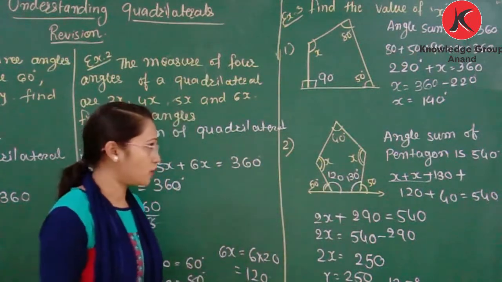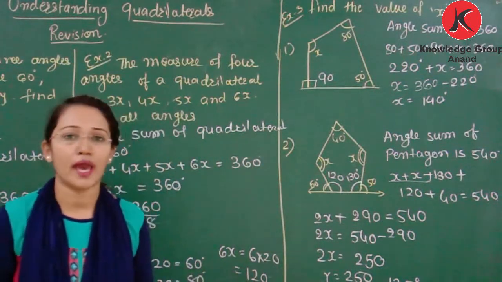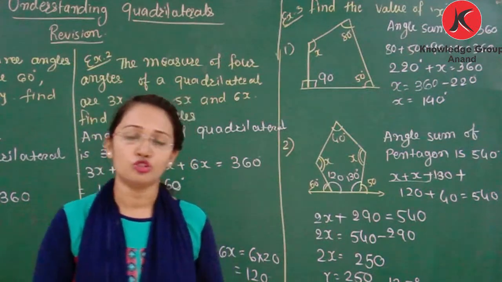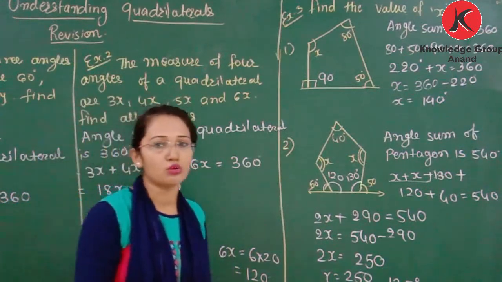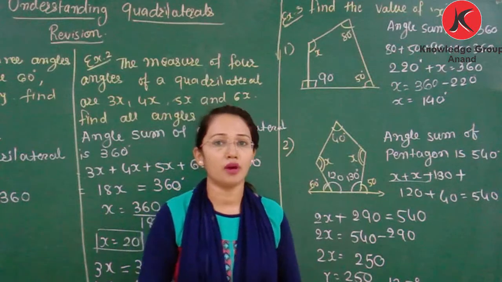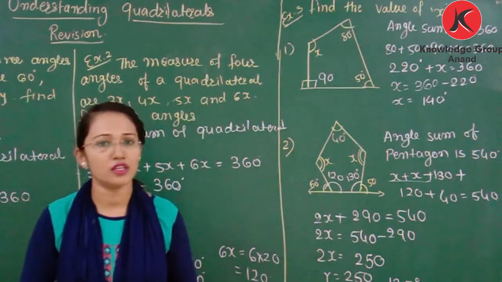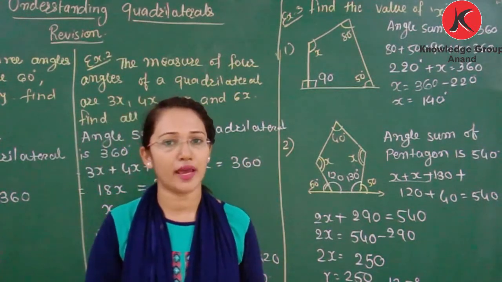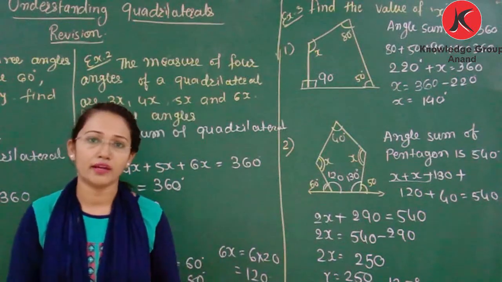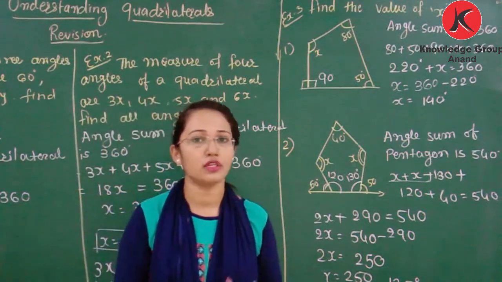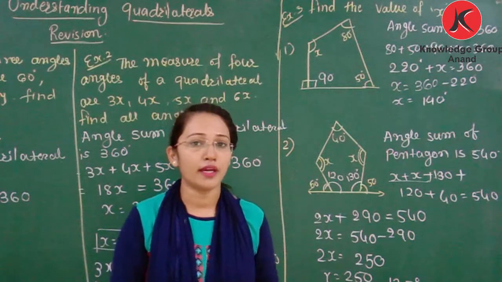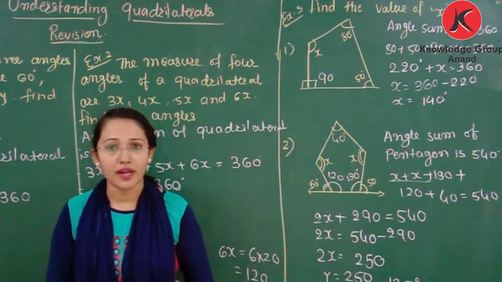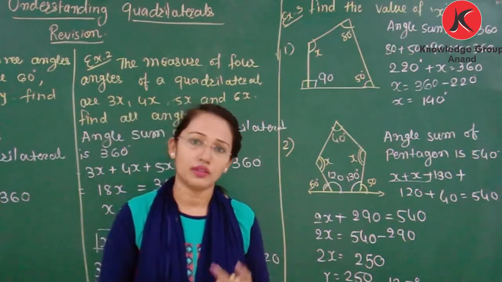This way, if we know the angle sum of any polygon, if you know what the sum of interior angles of any polygon is, then you can find any unknown value. You need to remember the angle sum for triangle it is 180, for a quadrilateral it is 360, for pentagon it is 540. How did we find it? By dividing the quadrilateral or pentagon into triangles.